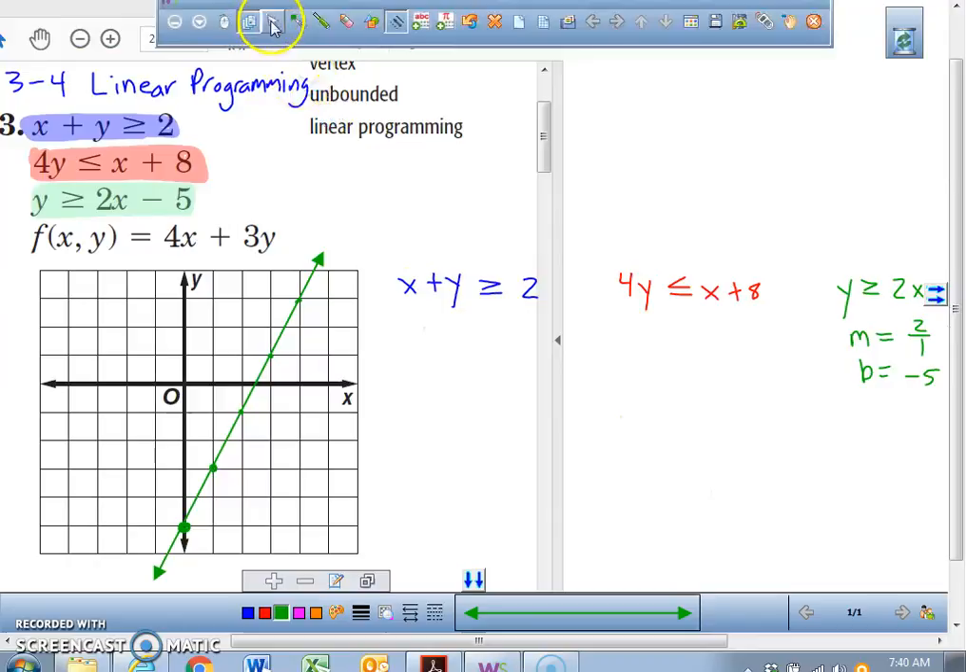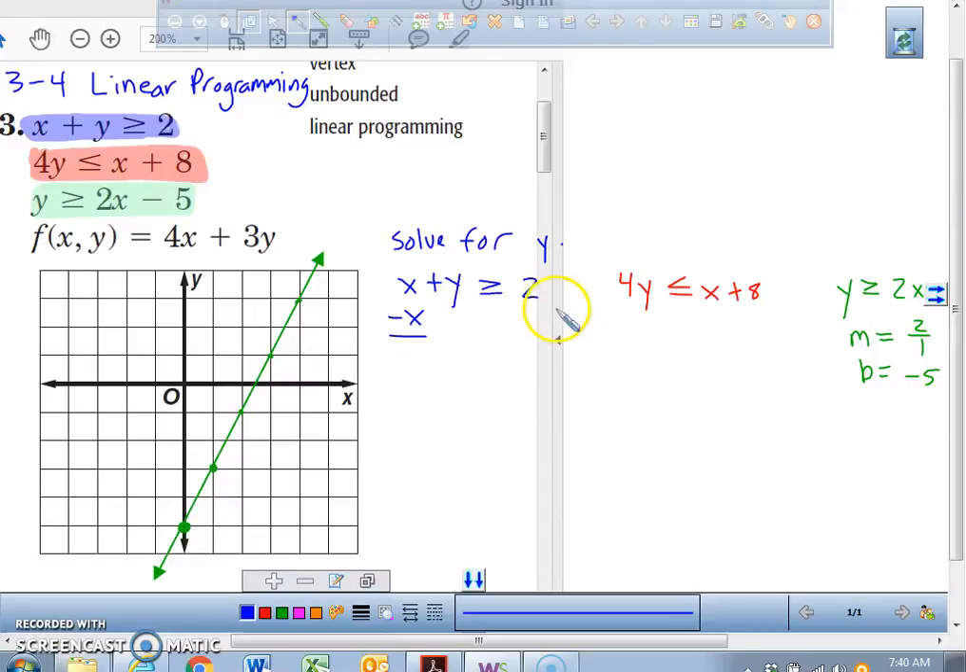Let's just go ahead and do the blue one and get it out of the way. What's the only thing I have to worry about to solve for the blue? When I say solve for y, I'm changing it to slope intercept form. So solve for y. What's the only thing we got to do? Oh, yeah, just subtract x and get it done already. All right, you're right. Subtract x. We have y is greater than or equal to negative x plus 2.